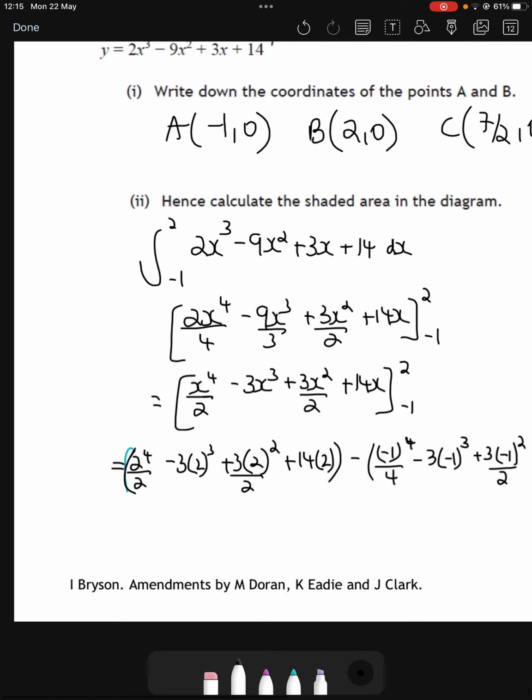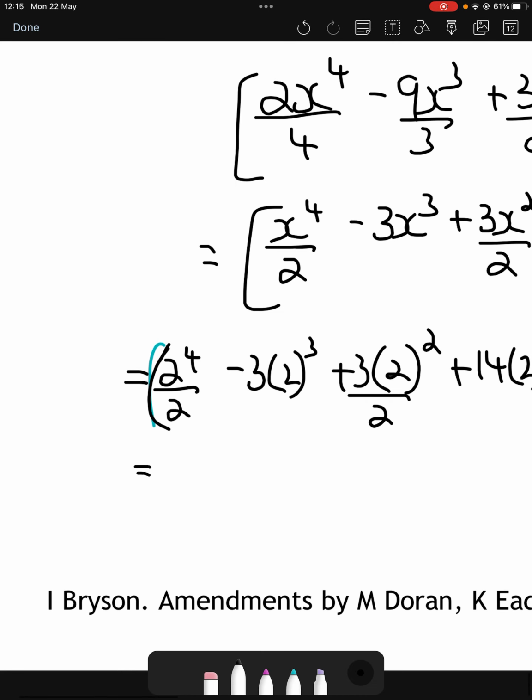Right, we do have a calculator. You can always put this all in one go. You can sometimes get lost. So I would maybe just do them separate, but I would do the whole bracket. So 2 to the power of 4 over 4 minus 3 times 2 cubed plus 3 times 2 squared over 2 plus 14 times 2 is 14 minus, do the same thing. Now, because you've typed it in, you can just go back, obviously, and replace all your 2's by -1.